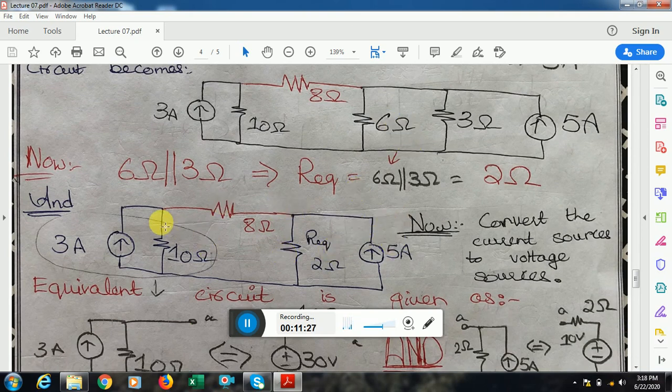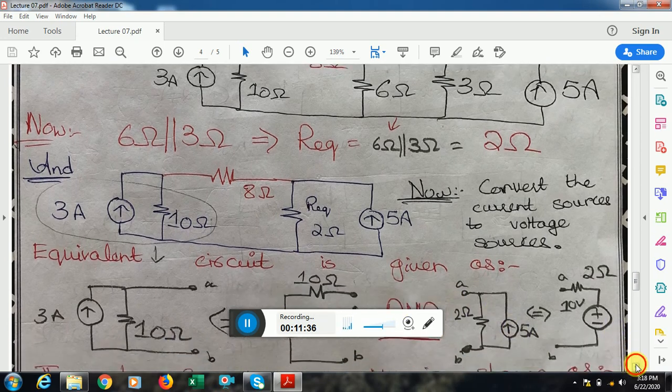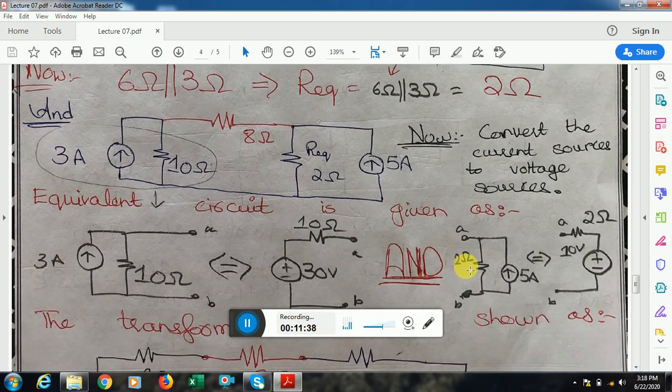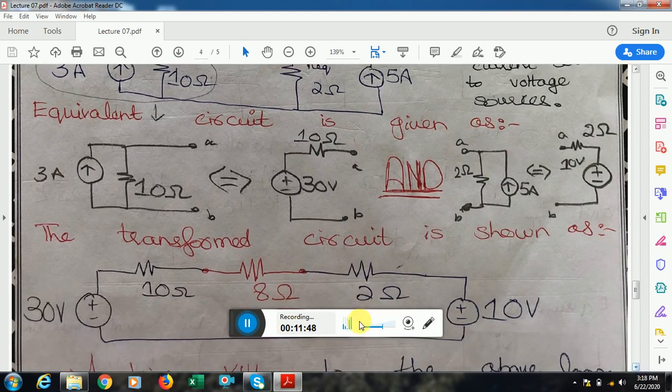Now you can see that I can transform this 3 ampere current source in parallel to this 10 ohm into a voltage source. So I find the transformation and replace it into the original circuit. This is how I get the transformation. The transformed circuit is now shown as this. Over here I also transform this part, and putting this transformation and that transformation into the original circuit, I get this.